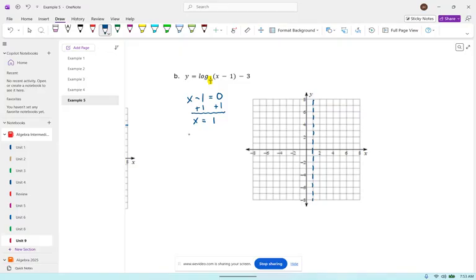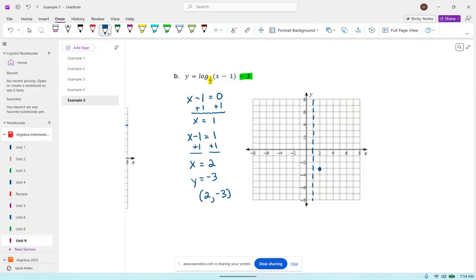Okay, and then let's set x minus 1 equal to 1, because if I have the log of 1, the log of 1 any base is 0. So add 1 to both sides, and x equals 2. So if the log is 0, then that means that I must only have -3 left over. So y is -3. So my anchor point is going to be at 2, -3. So we'll go over to 2, down to -3, put our anchor point there. That's where the graph is going to change directions.